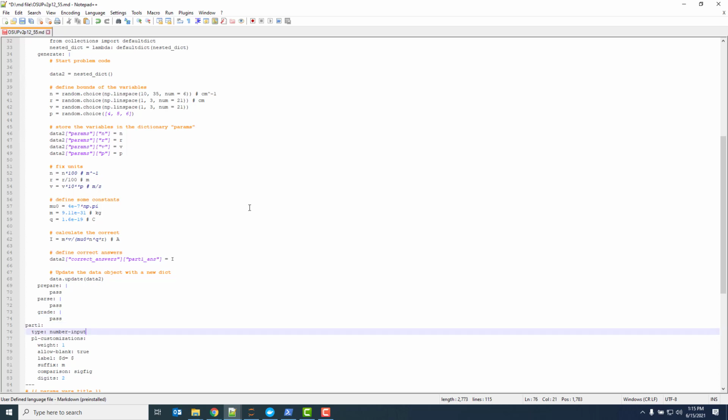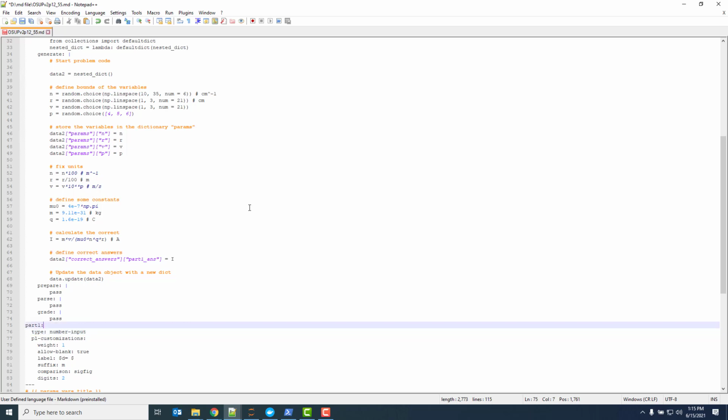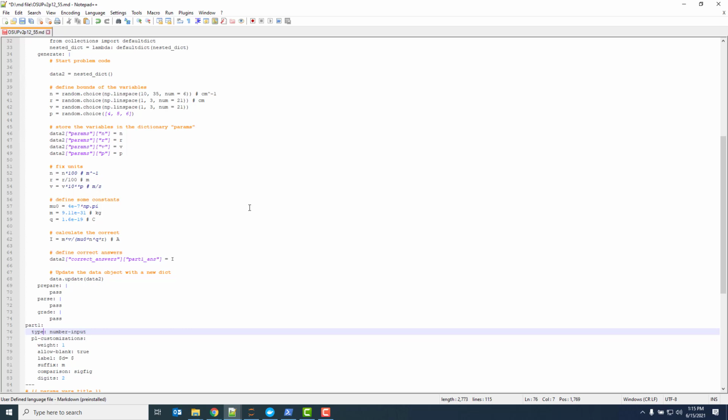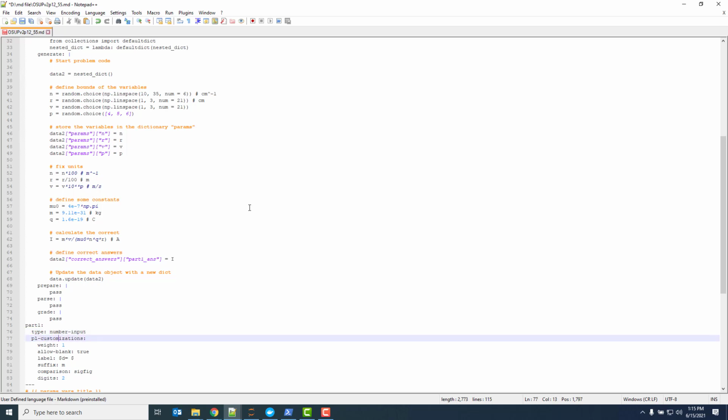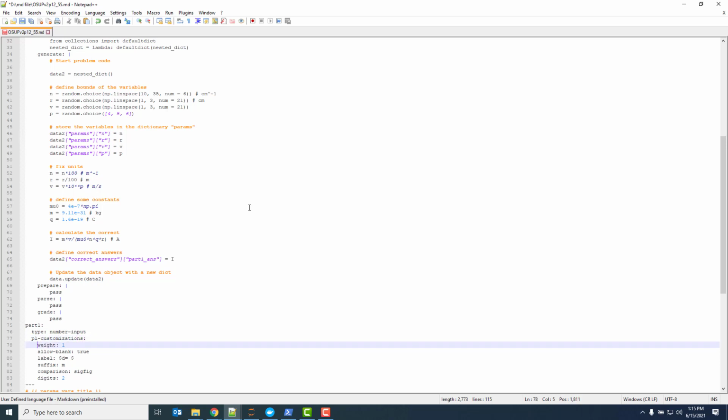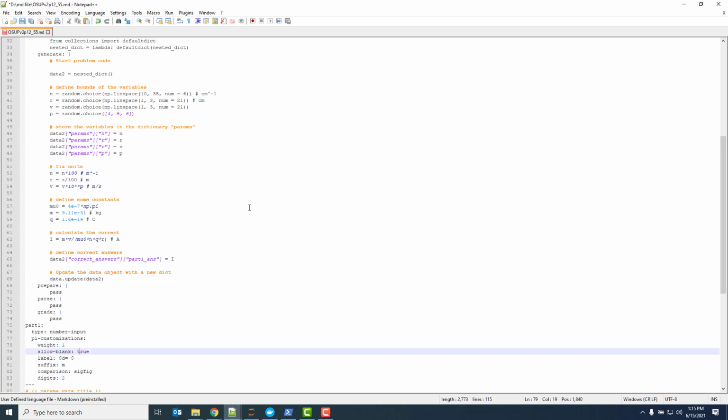And so, okay, for now, let's just try to get this basic question working. All right, and so part one. The type of question, we're doing a number input, so we'll leave that the same. And then these PL customizations are options that PrairieLearn has for number input questions. So weight equals 1. Because we're only asking a single question in this problem, it doesn't matter what we put for the weight, so we can leave that the same.